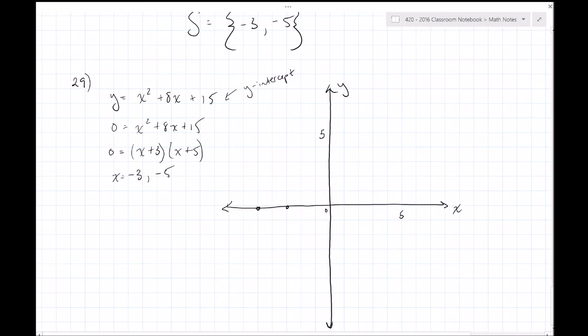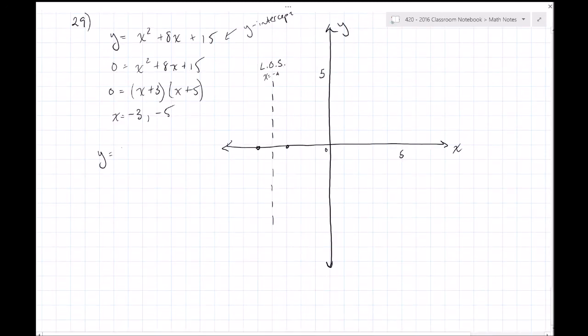Okay. Now I know that the vertex must lie somewhere on this line of symmetry. The vertex must be halfway between the two, and I know that the value of x here is x is equal to -4. That is the value of my line of symmetry. So I'm going to take -4, I'm going to plug it in for x, I'm going to see what y is equal to when x is equal to -4.